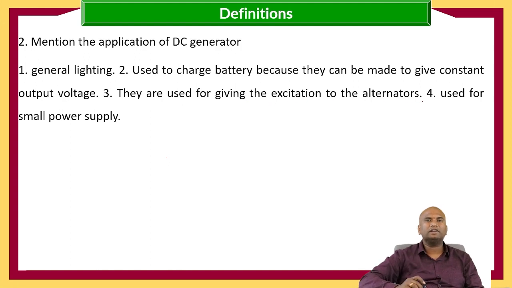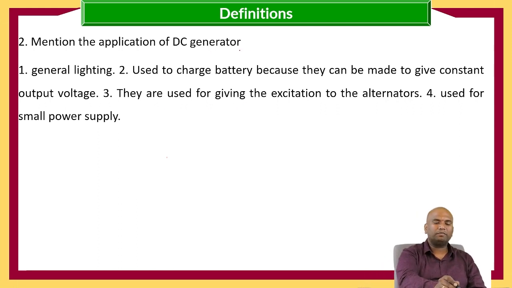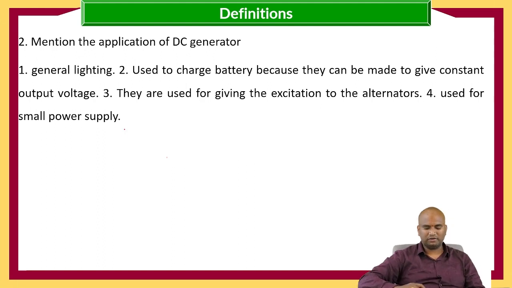to alternators because the alternator is a doubly excited machine. Along with the mechanical input, we also need to give the electrical input. That electrical input is also in the form of DC supply. In order to develop the field flux in the field winding, we need to give some DC supply to the alternator. So the DC supply can be taken from the DC generator and also used for small power supply units.